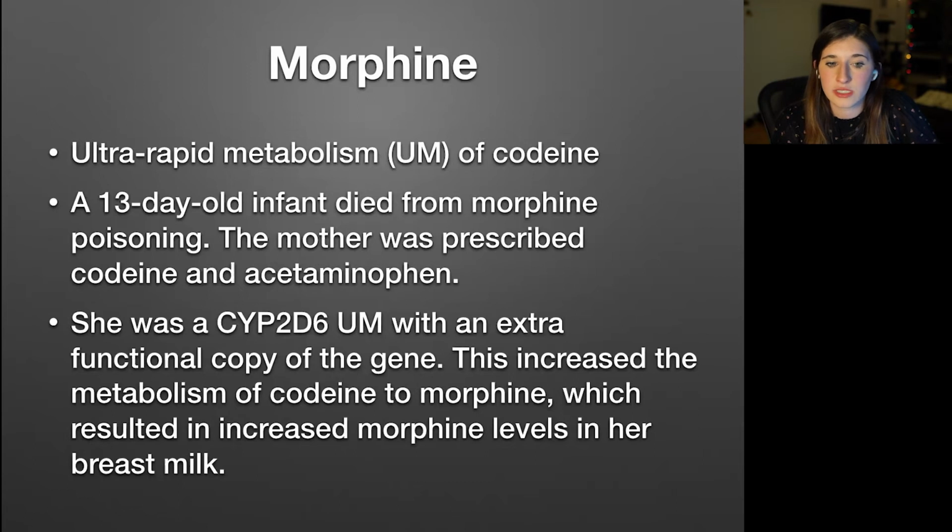So as she was taking this codeine, it was being hyper metabolized into a lot of morphine, which then increased the morphine in her blood plasma and then in her breast milk. And unfortunately, because infants don't have fully formed livers like adults do, it was just too much for the baby to handle. It wasn't able to clear the medication, and it ended up proving fatal.